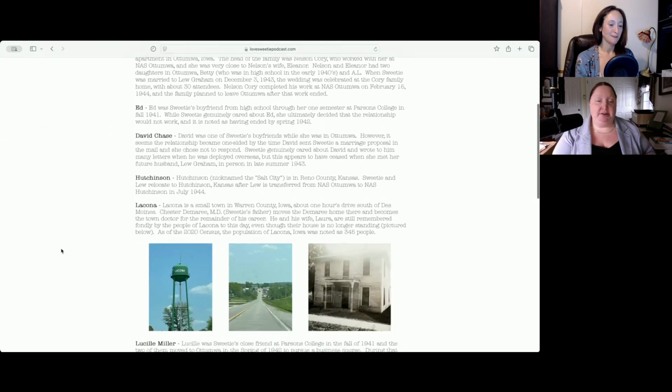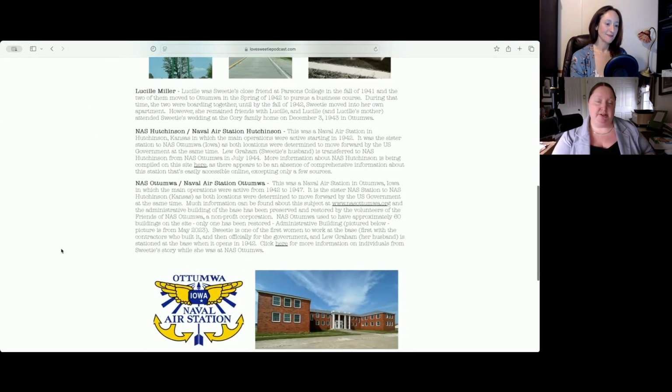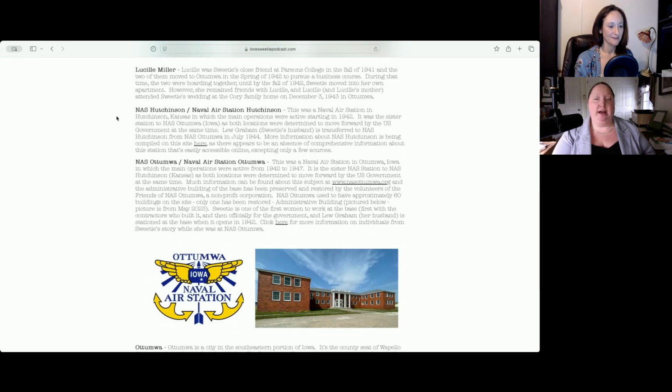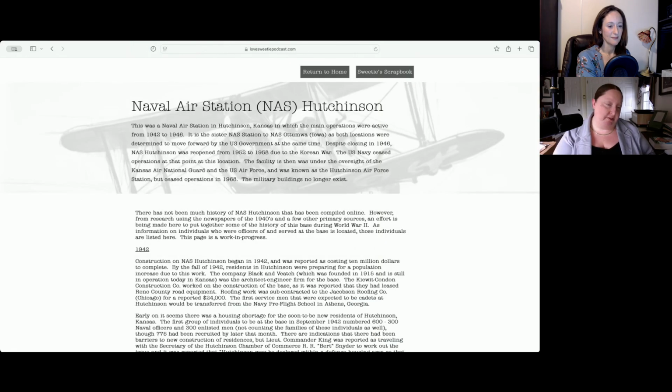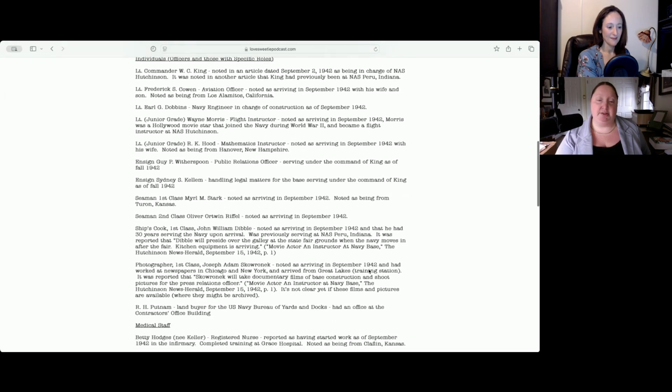Hutchinson as a town is noted, but there's also the two naval air stations that we're used to, Ottumwa, and then we have Naval Air Station Hutchinson. And there's a little section here where it says more information about NAS Hutchinson is being compiled on this site here. You click the word here and it goes to a page about NAS Hutchinson, which is where some of the current histories that I've been working on is documented. So if you're looking for a little more beyond this particular video and want to read about some of the characters for NAS Hutchinson and the building of the base, go ahead and take a look at that page. And we'll go through some of this information in this video today.